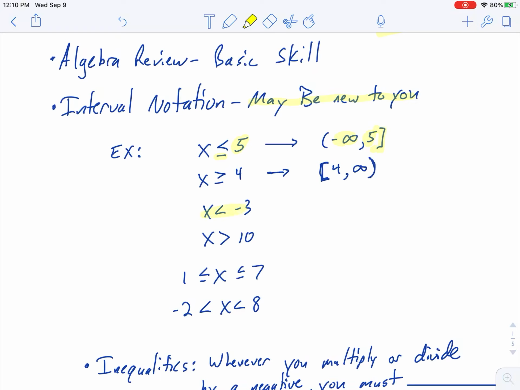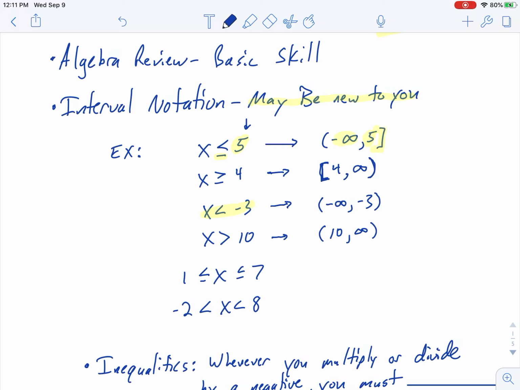Now we have x less than -3. So this is going to look a lot like less than or equal to 5. Less than -3 would be like -4, -5, -6, all the way to negative infinity. So this interval notation is going to start at negative infinity, and then it ends at -3, just like this one ended at 5. But the difference is there is no equal sign here. So this is not less than or equal to, it's just less than. So when that happens, you put a parenthesis on the -3 instead of a bracket. Similarly, for the next one, x greater than 10 is going to be parenthesis, 10 to infinity, parenthesis.